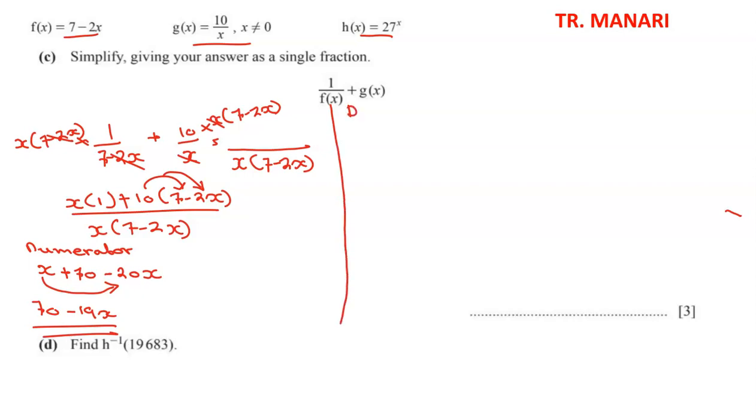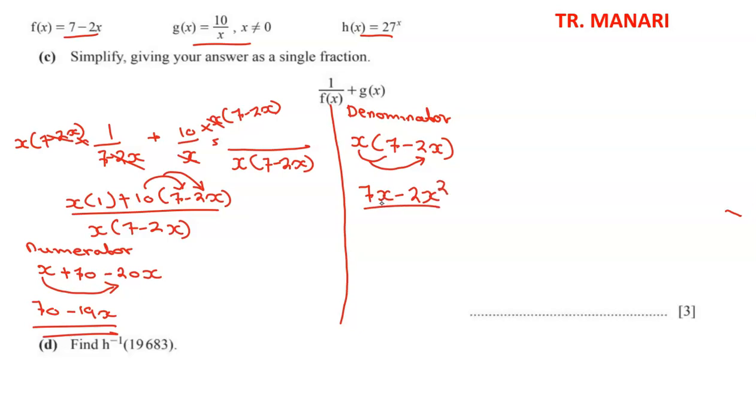For the denominator, we just have the value, which was x into 7 minus 2x. A single bracket expansion. So x times 7 is 7x, and then x times negative 2x is negative 2x squared. Now this is the denominator.